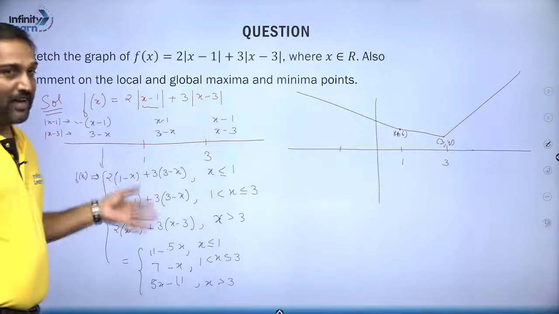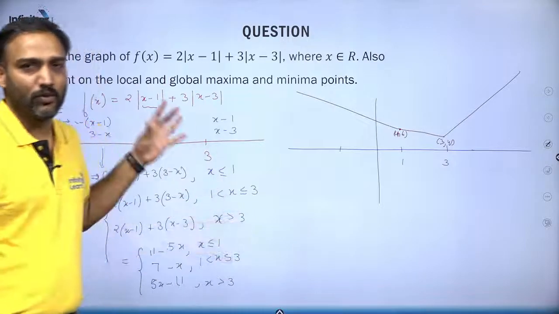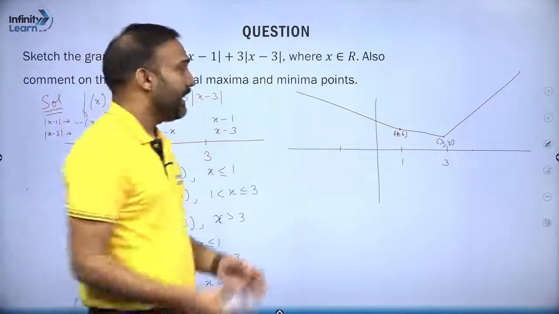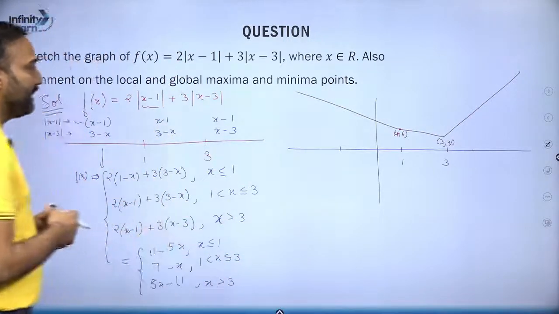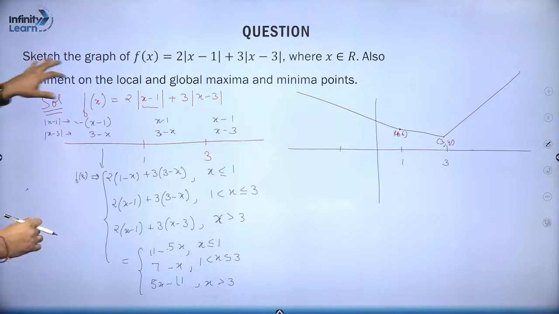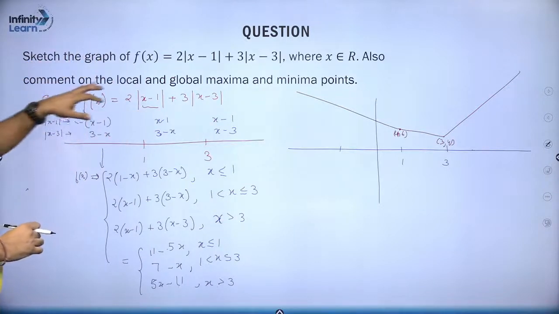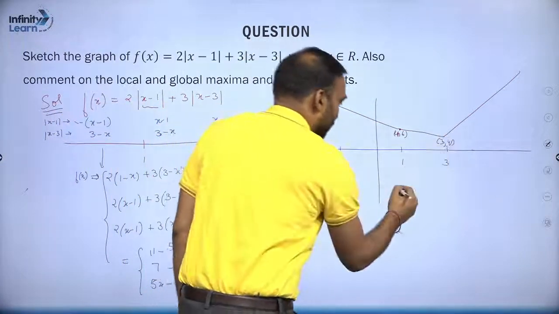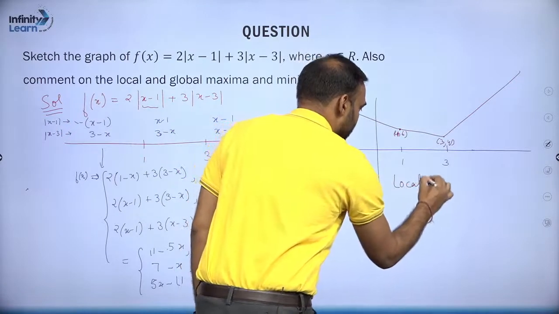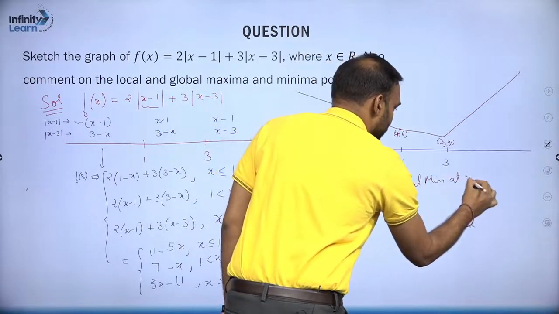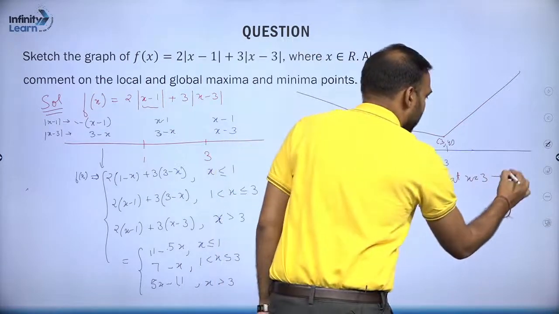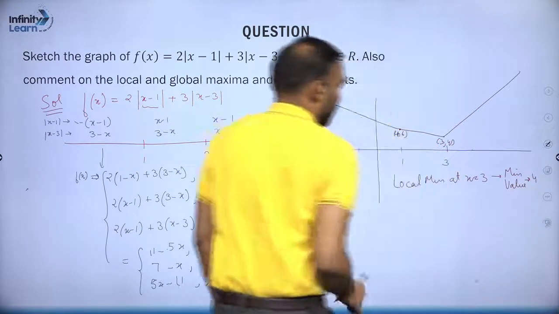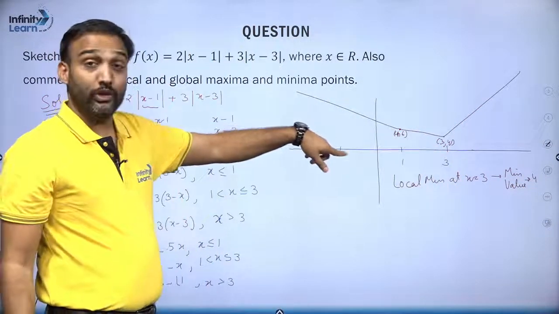Now try to understand, if I have the graph, I can do everything with this particular function. If somebody asks me the area, differentiability, continuity, anything you ask, I have everything ready if the graph is being shown. Now I have to sketch the graph, and that is being done. I have to comment on the local and the global maxima and minima points. Now you observe, this is local minima. So local minima at x equal to 3 and the minimum value is 4. Now the local minima is also your global minima.